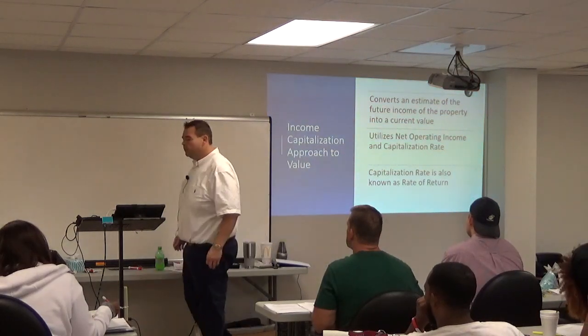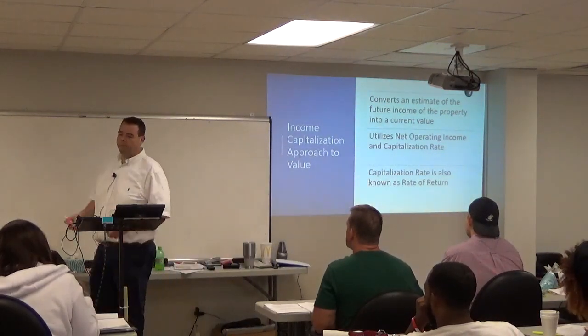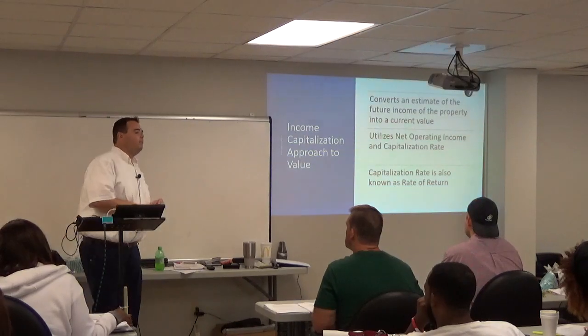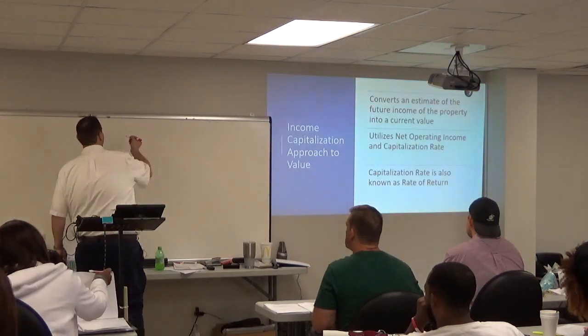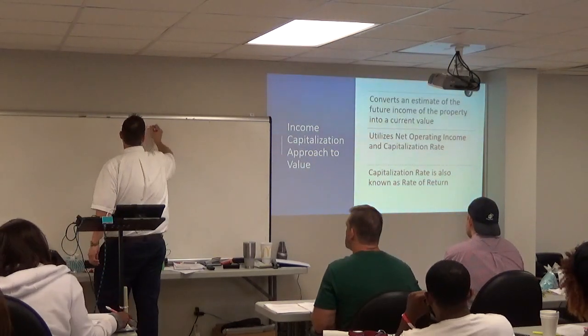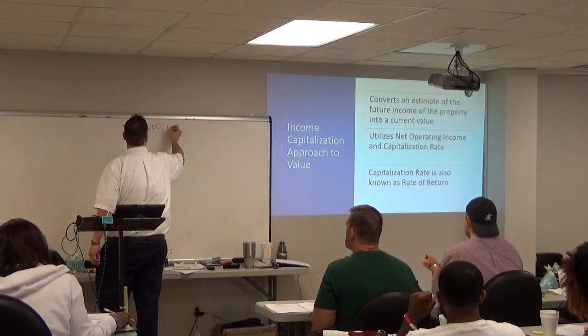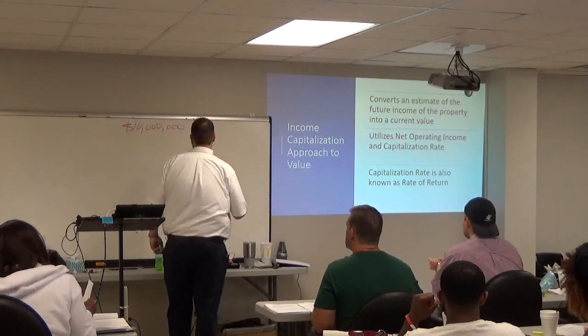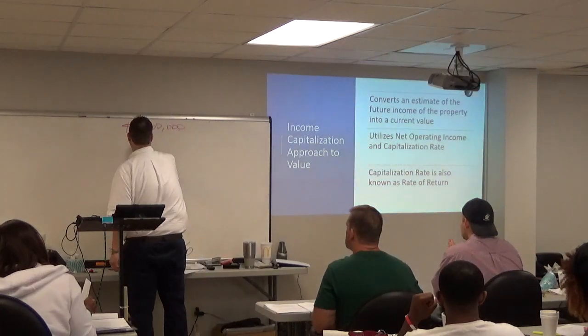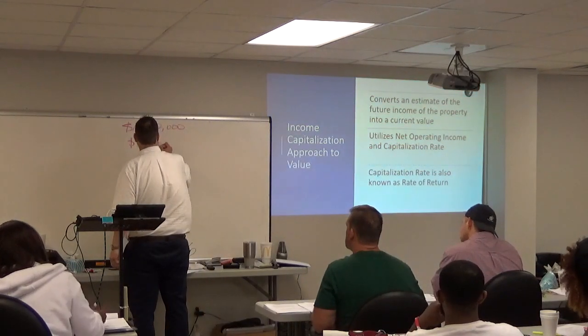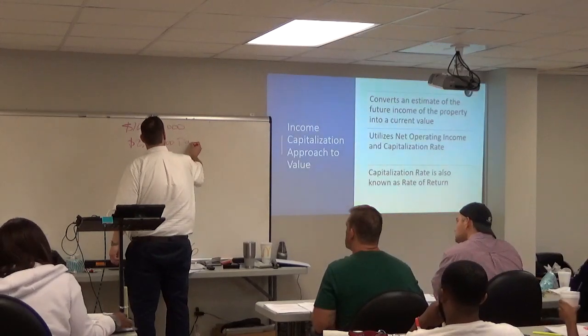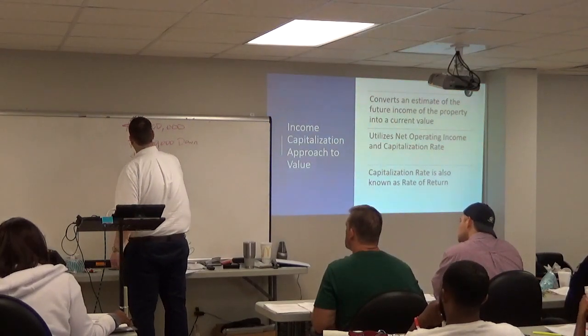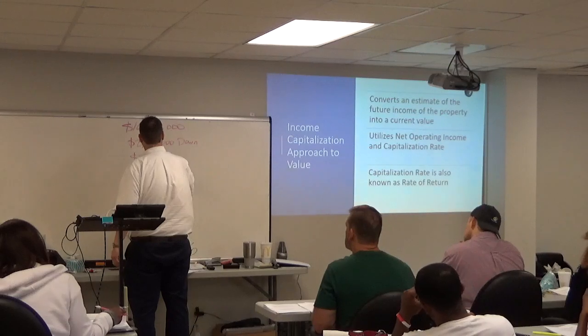Let's say that I go out and I buy a shopping center. And I buy it for $10 million. Right? And I'm putting 20% down. So how much of a down payment am I putting in? $2 million. And I'm borrowing what? $8 million.